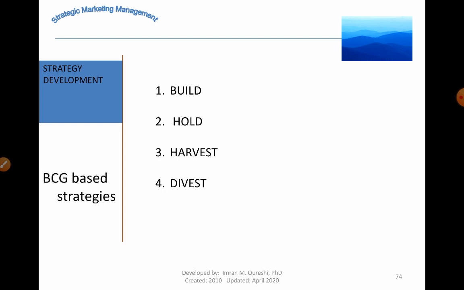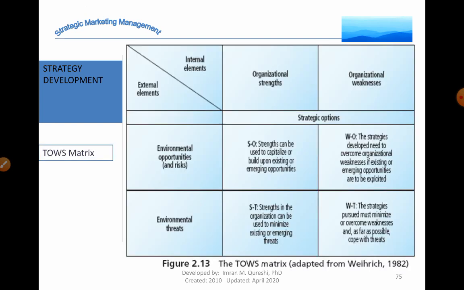Okay. So first of all, we have the BCG based strategies, which are build, hold, harvest, and divest. That's one framework, the BCG based strategies. Then we can have the TOWS matrix, the threats, opportunities, weaknesses, and strengths matrix. You have this listed here. You have gone through this in your previous courses, but for somebody who's doing BBA, this would be new.